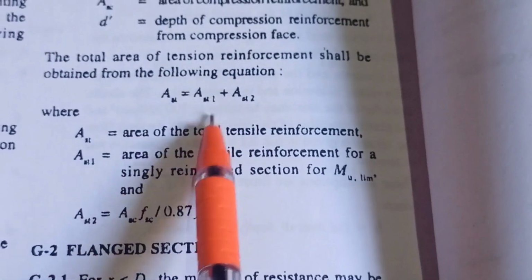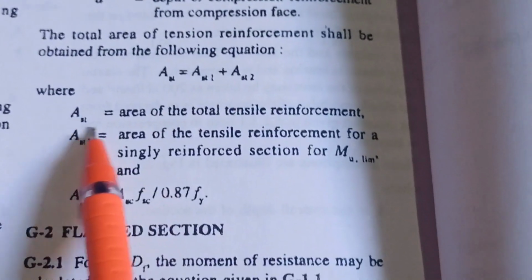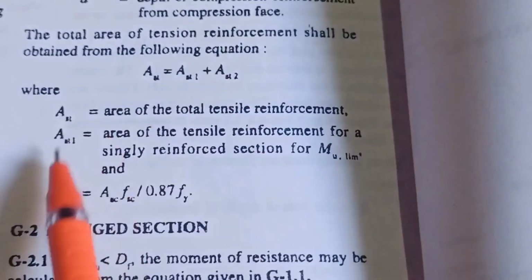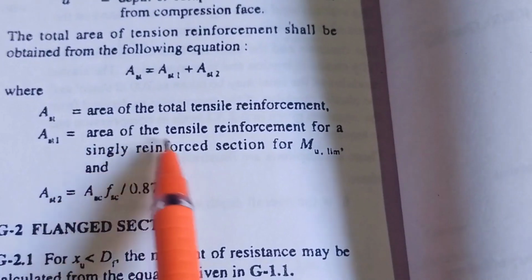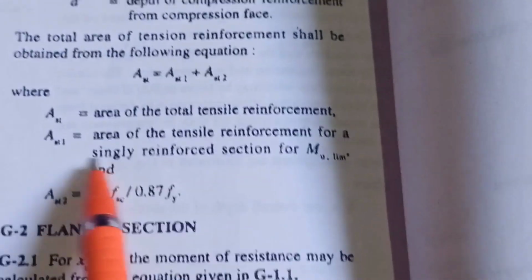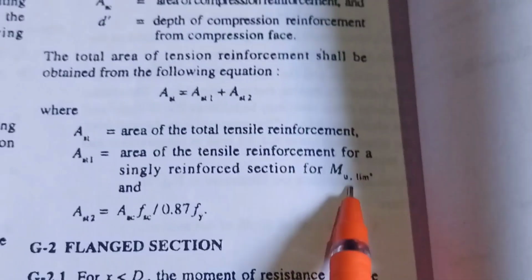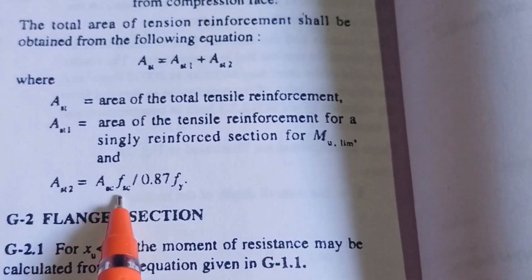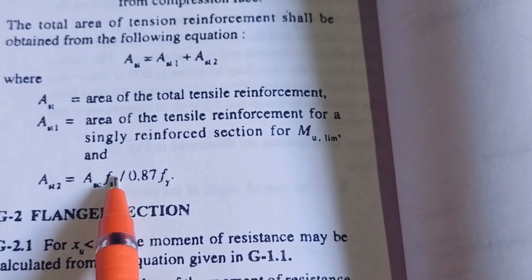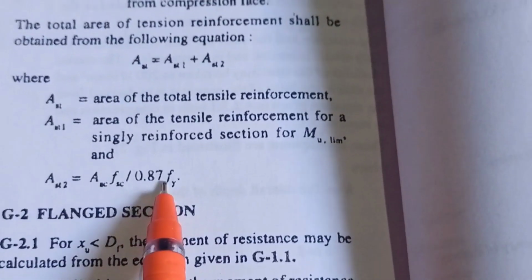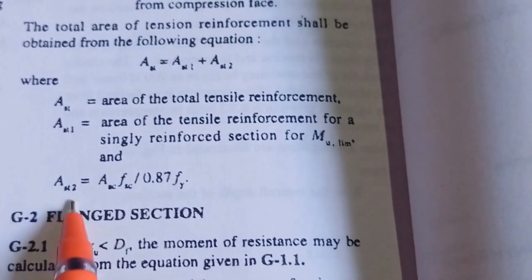AST is equal to AST1 plus AST2. Our AST is nothing but the area of total tensile reinforcement. AST1 is the area of the tensile reinforcement for a singly reinforced section for Mu limit. And our AST2 is ASC into FSC divided by 0.87 Fy. By using this formula, we'll calculate the AST2.